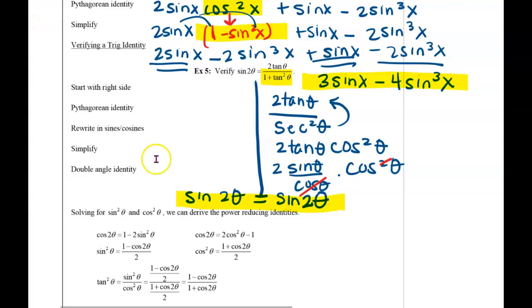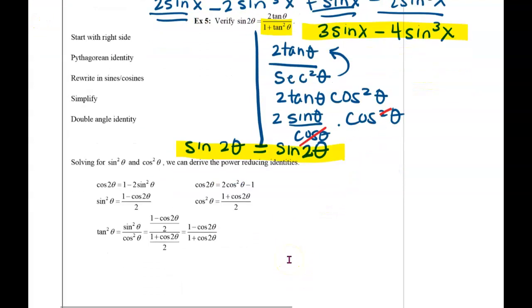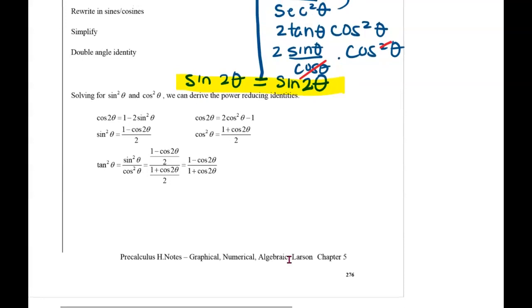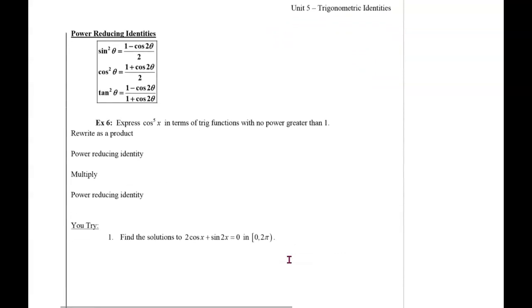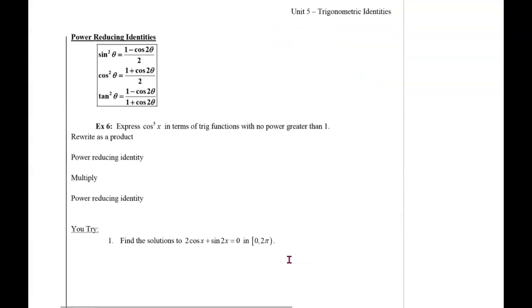There's also power reducing identities. We're not going to do a lot of these. This is how you derive the power reducing identities, is through the use of double angles. Let's jump to this page and let me just show you what those power reducing identities are, and then you can check out the proof on your own.